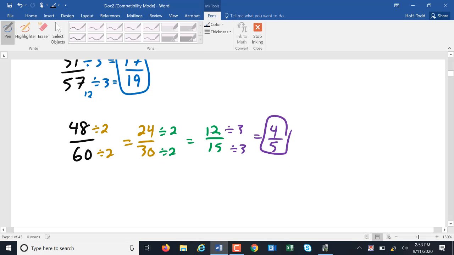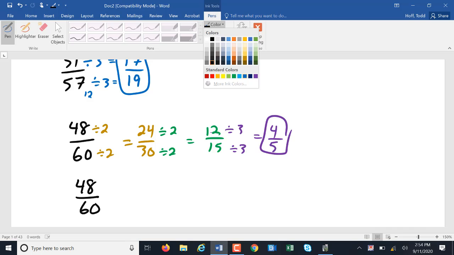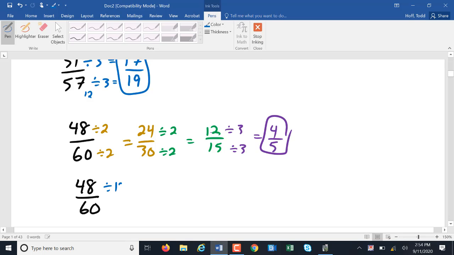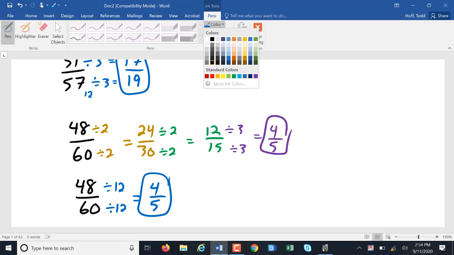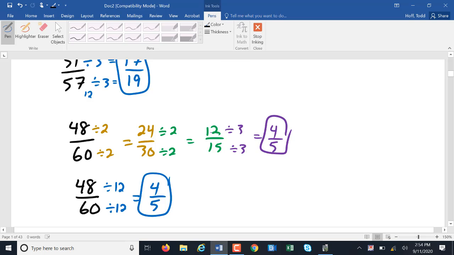Now, if you had noticed, and again, some of you might see it, some of you not, both can be divided by 12. Good. 48 divided by 12 is 4, and 60 divided by 12 is 5. We get there in one step, saves a little bit of work. But if you don't see that right away, rather than sitting around trying to figure it out, it's usually quicker to start dividing by smaller numbers and just get there eventually. You'll get to the same spot.